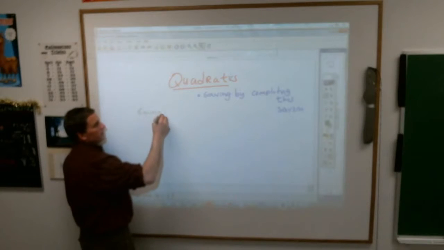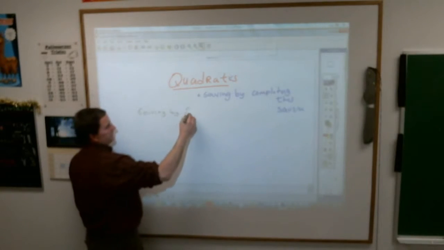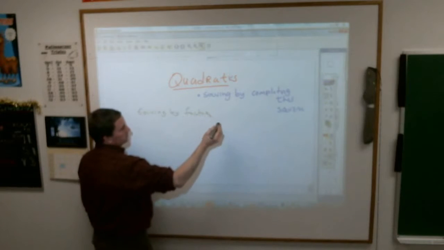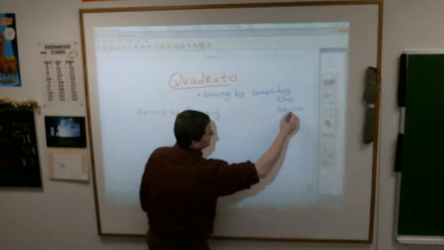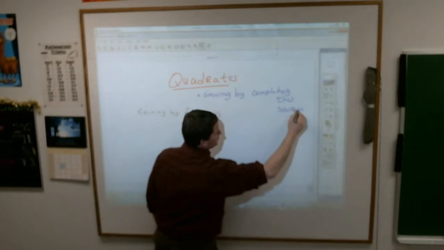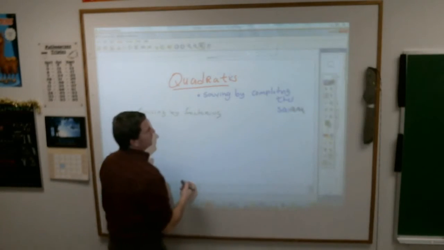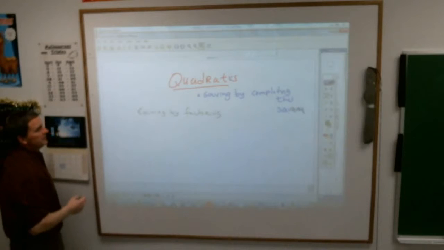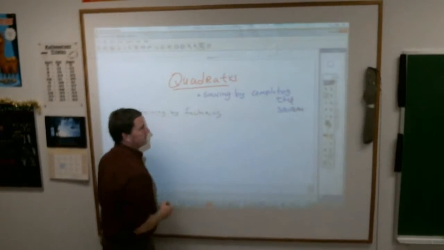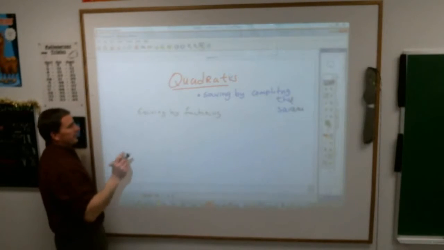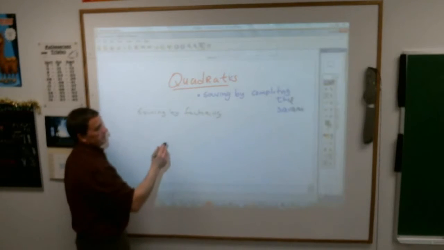Solving quadratics by factoring. That's really what we're doing when we complete the square. What's the third word? Square. Solving by completing the square. It looked like this. Well, let me break it down to this.